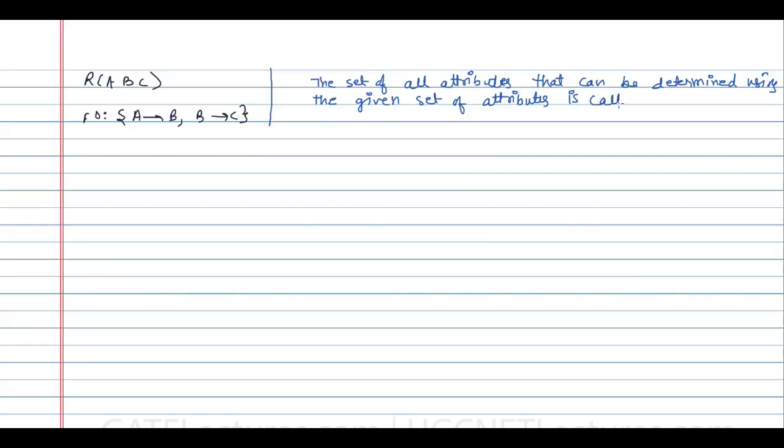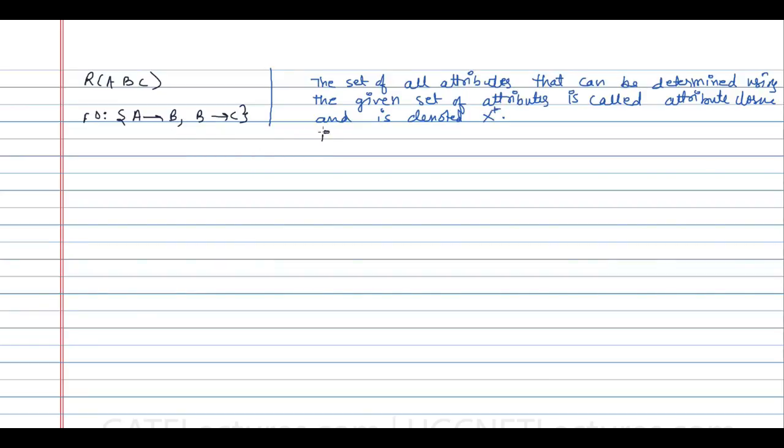You can say the set of all attributes that can be determined using the given set of attributes is called attribute closure and is denoted by X plus, right? So that we already studied, right?